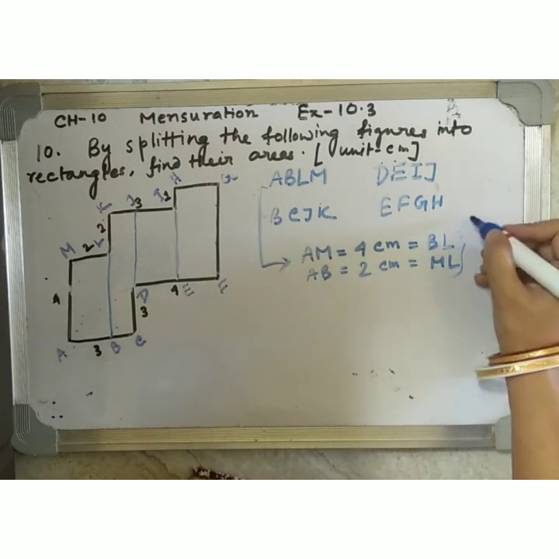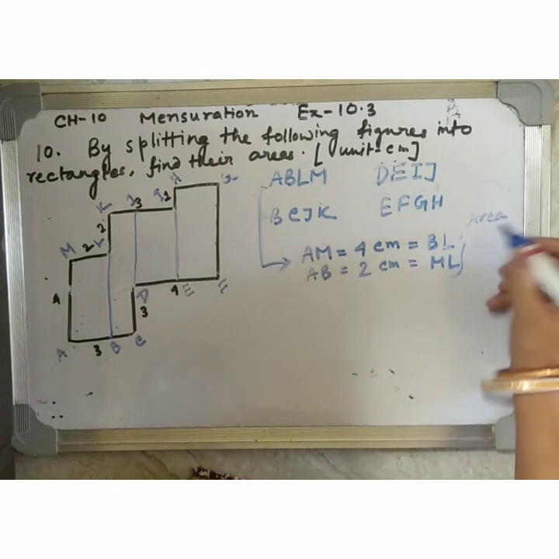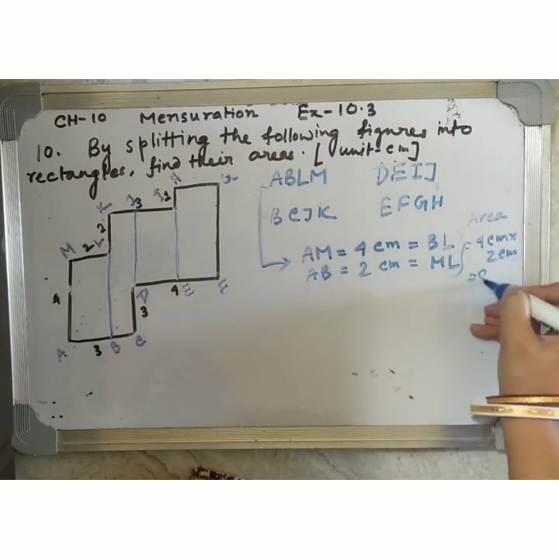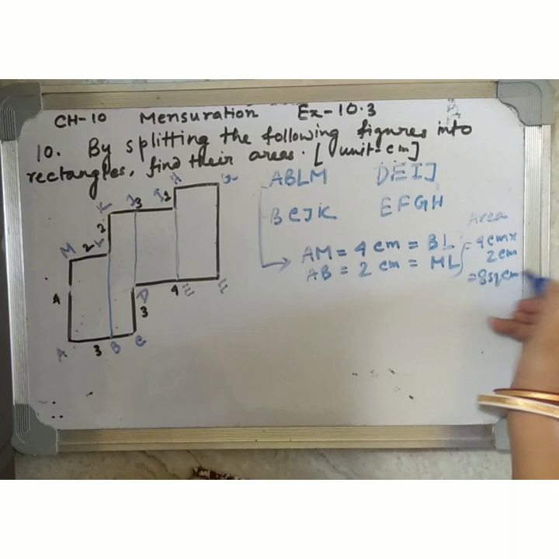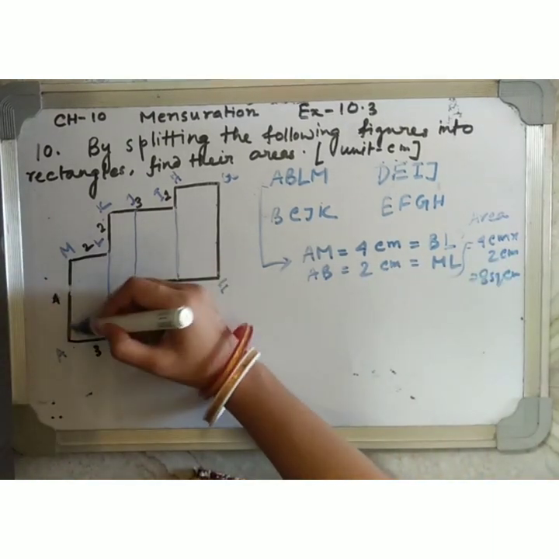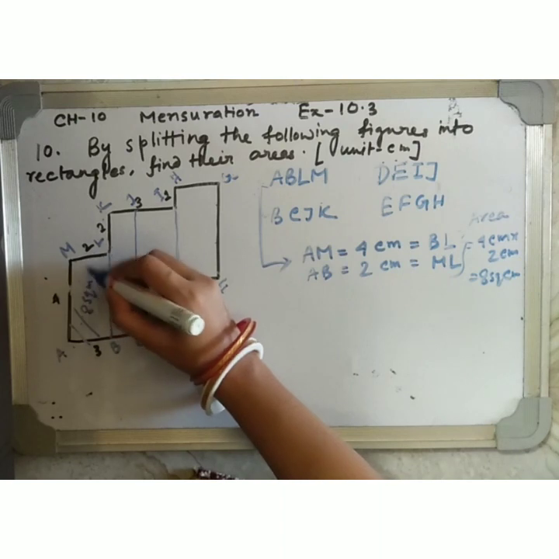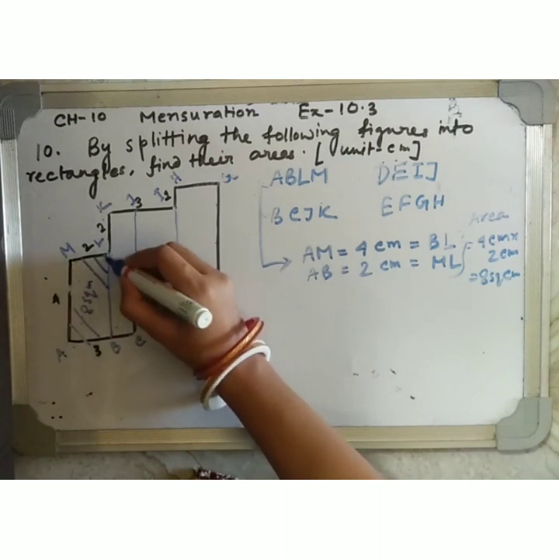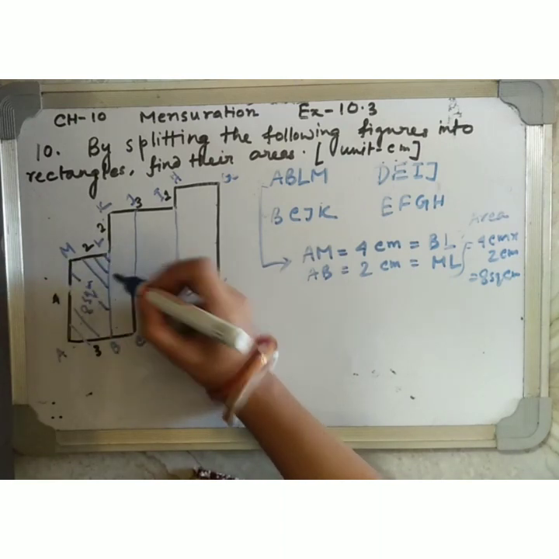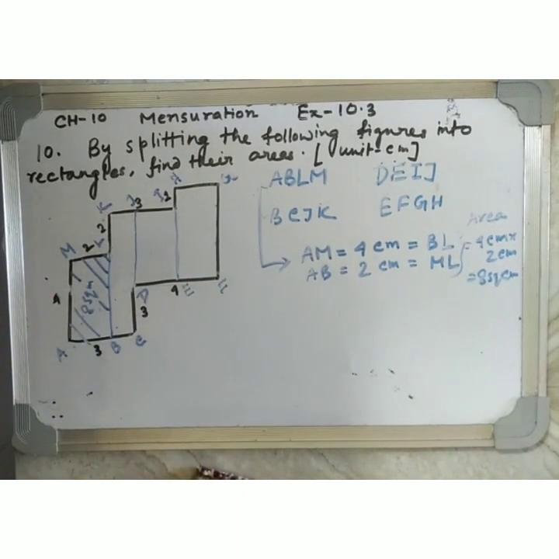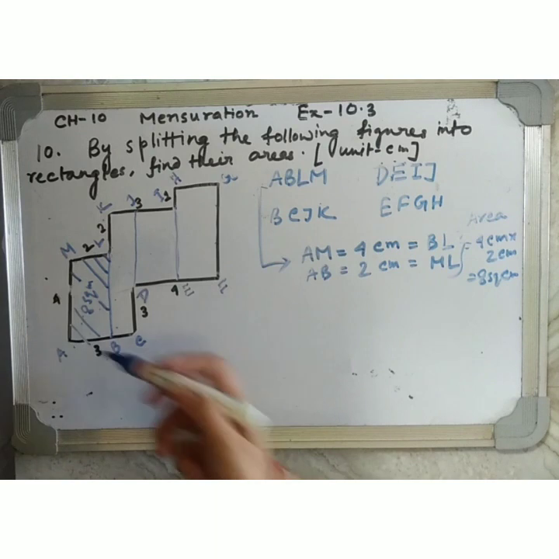So here we will write area will be 4 centimeter into 2 centimeter, that will be 8 square centimeter. Now this area we have found, it is 8 square centimeter. I have written it for your convenience. We have found the area of ABLM, this rectangle. Okay, now let's come to the next one.